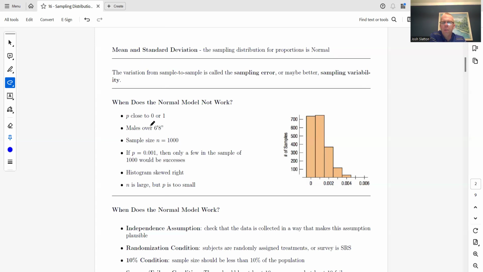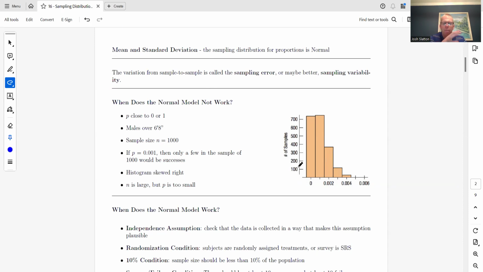For instance, males over 6'8" tall. Sample size of 1,000. If p is 0.001, then only a few in the sample of 1,000 would be successes. And in fact, on average, we'd probably only get 1 out of 1,000. So that's not going to be enough to get a normal model, because you have a whole bunch at 0, a whole bunch at 1, and then it tapers off pretty quickly. There's no way for it to be symmetric because you can't have negatives. So the histogram is going to be skewed right. N is large, but p is too small.